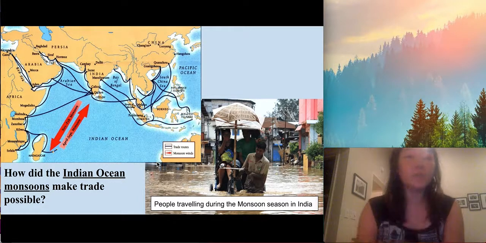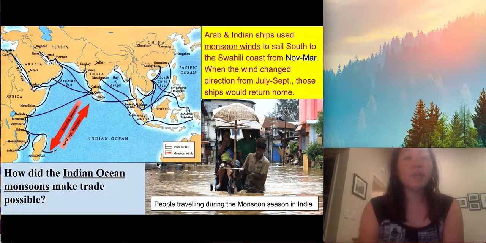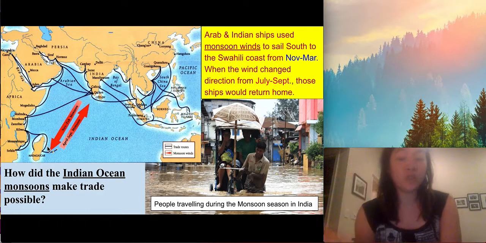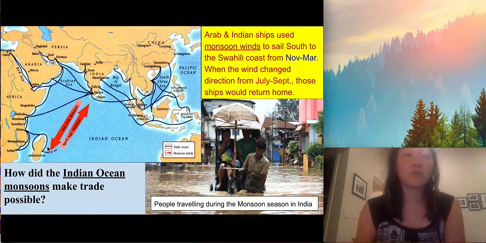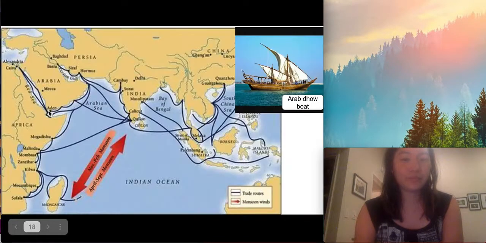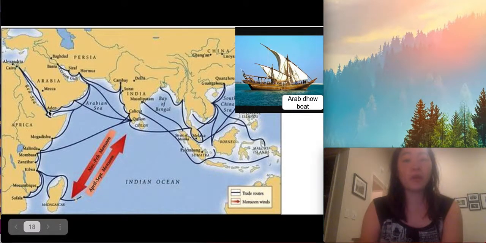So the monsoon winds were huge. Arab and Indian ships used monsoon winds to sail south to the Swahili coast from November to March. But then the wind would change direction from July to September, and that's when their ships could return home. So because the monsoon winds were so reliable in terms of their wind changing direction, people could really easily plan out where they're going to visit and use the wind to carry them there. So here's a map. Go ahead and be ready to analyze and answer some questions about it.